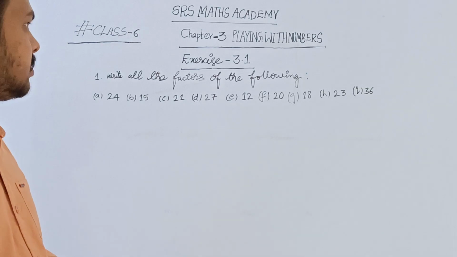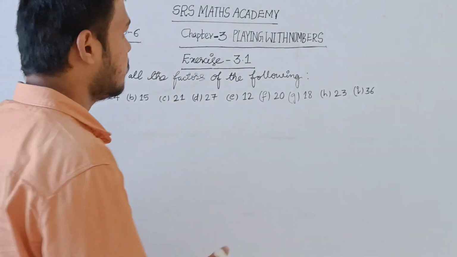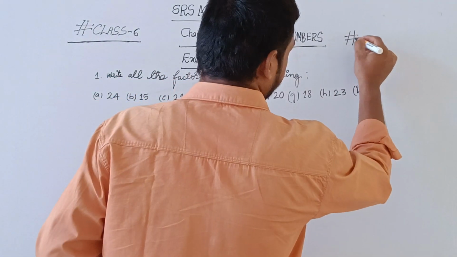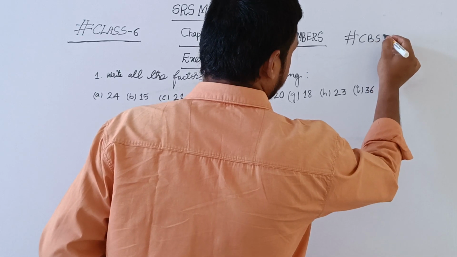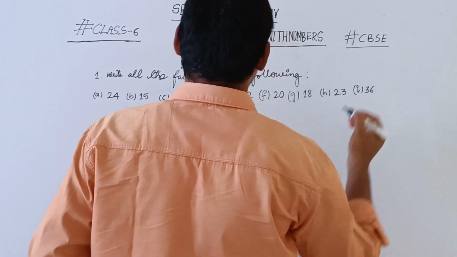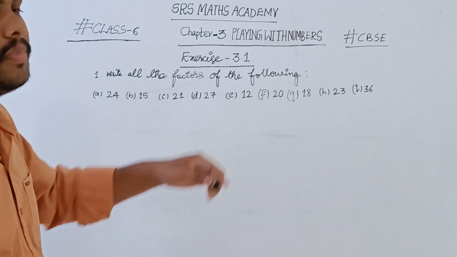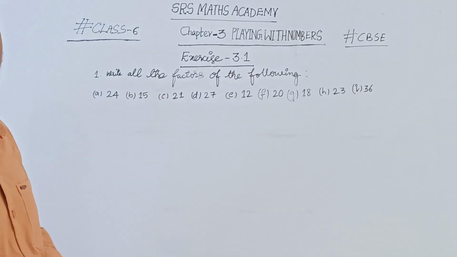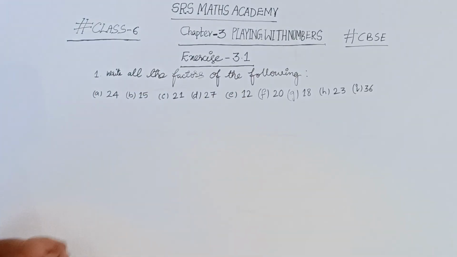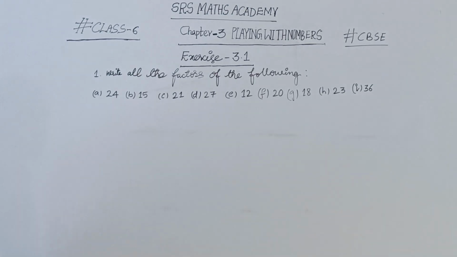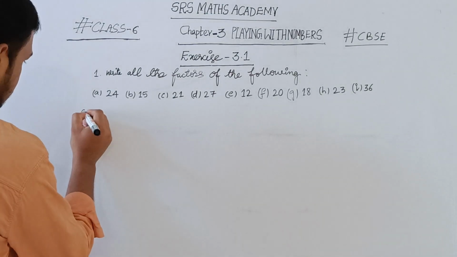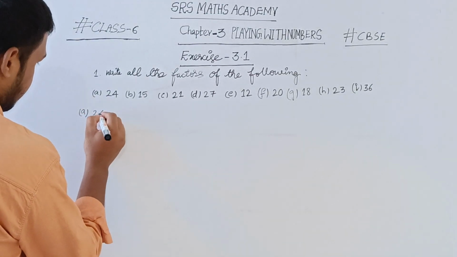Today we are discussing Class 6 CBSE, Chapter 3, Playing with Numbers, Exercise 3.1. In that, question number 1: write all the factors of the following. (a) 24. So he is asking about factors. So 24.